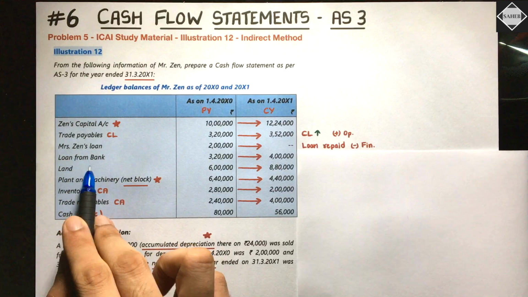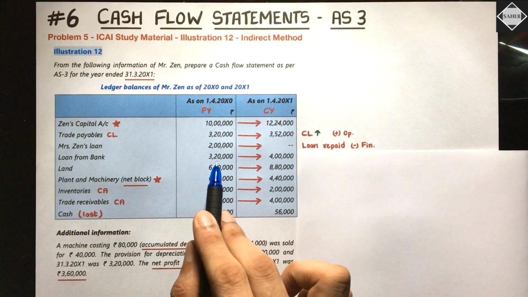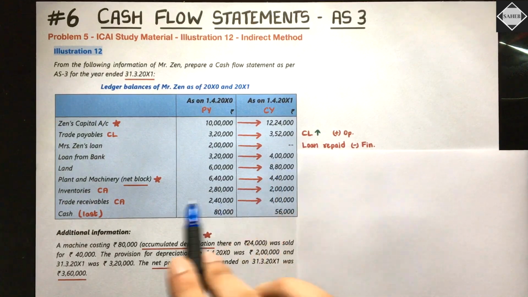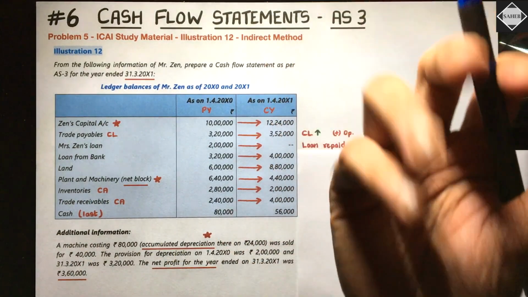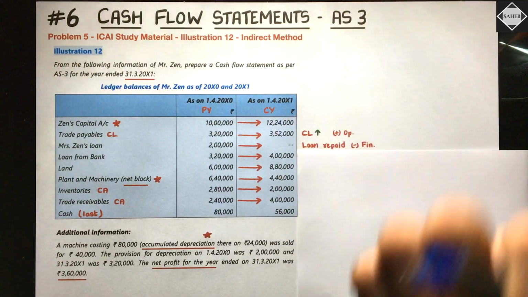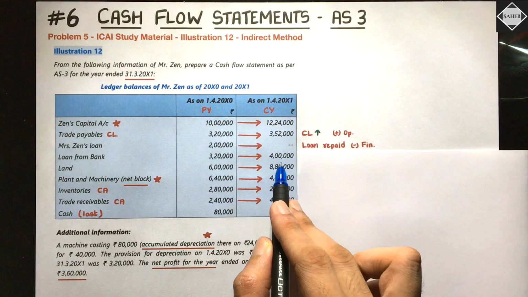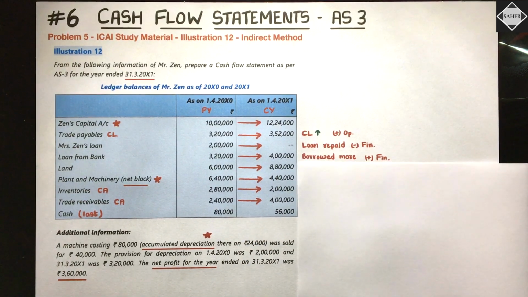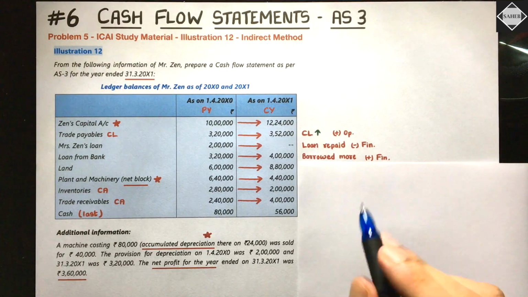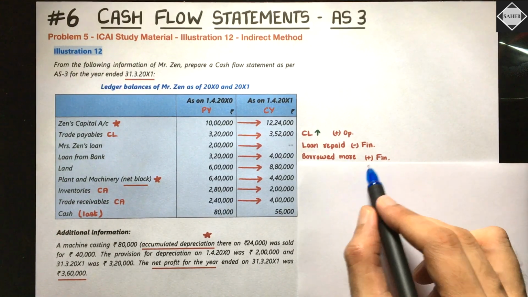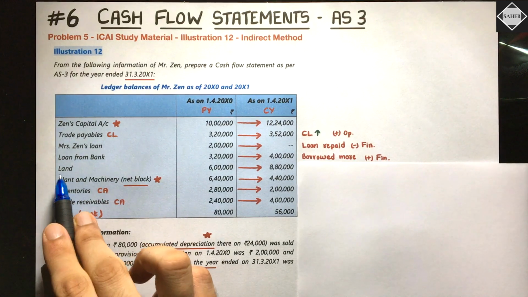Next, we have loan from bank. Loan from bank also is there. All right. From 3 lakh 20 opening balance, it has become 4 lakh. It has increased. Why has this loan from bank increased? Because we have borrowed more. This Mr. Zen has borrowed more. How much more has he borrowed? 80,000. From 320, he has gone to 4 lakh. So 80,000 extra he has borrowed in this current year. So that means he has got the money now, and it's a financing activity, borrowing, right? So it will be added in financing activity. Is it clear? Simple.